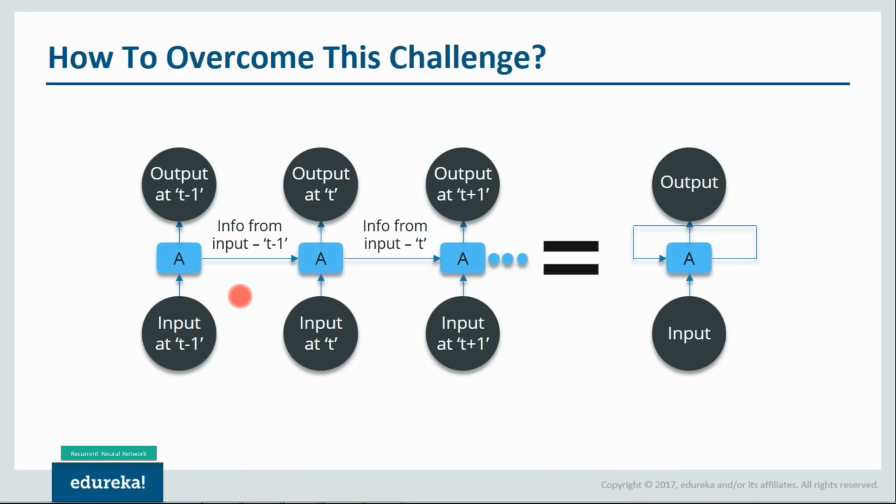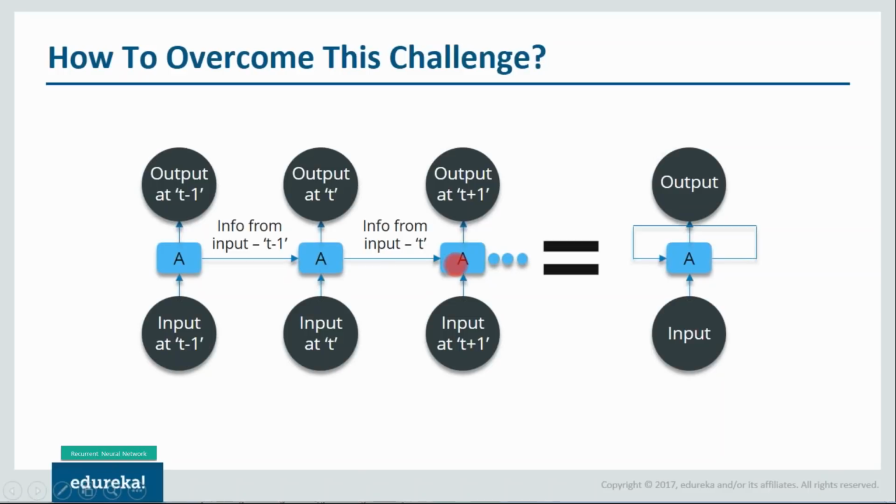So over here, what we have done, we have input at t minus 1. We'll feed it to our network. Then we'll get the output at t minus 1. Then at the next timestamp, that is at time t, we have input at time t that will be given to our network along with the information from the previous timestamp, that is t minus 1, and that will help us to get the output at t.